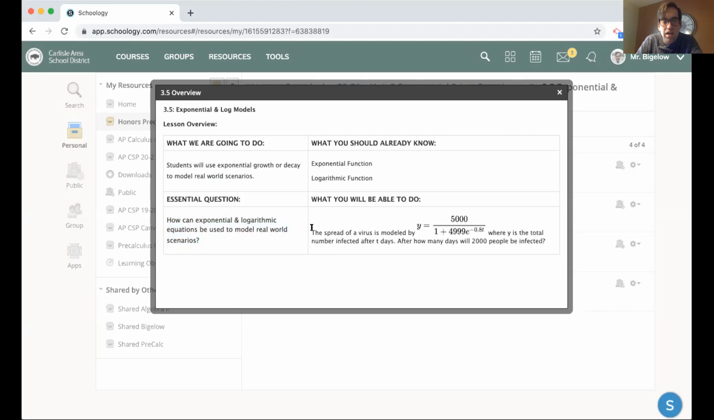And here's an example of something you will be able to do. Believe it or not, the spread of a virus can be modeled using logarithmic and exponential equations. If this is a model where y is the total number infected after t days, we can answer a question like: after how many days will 2,000 people be infected? We'll answer that question a little while later. But with that being said, let's head over to the notes.